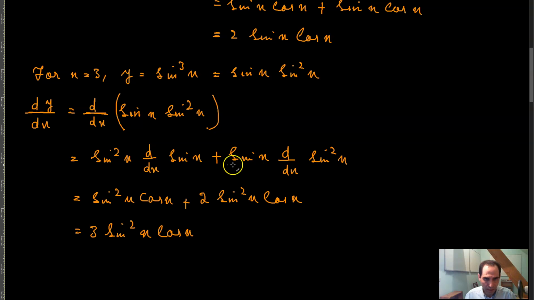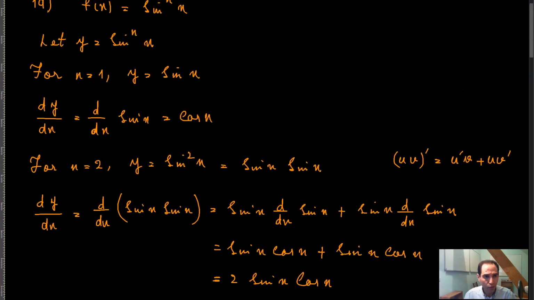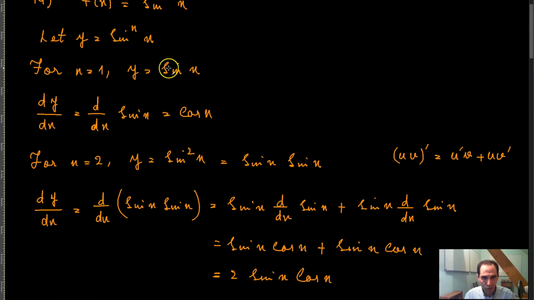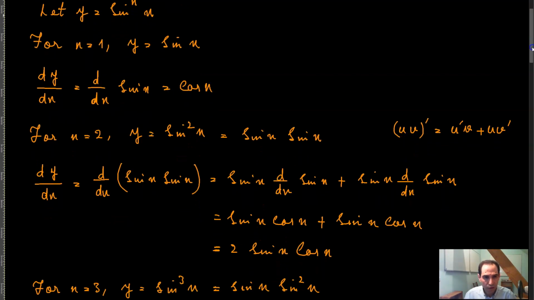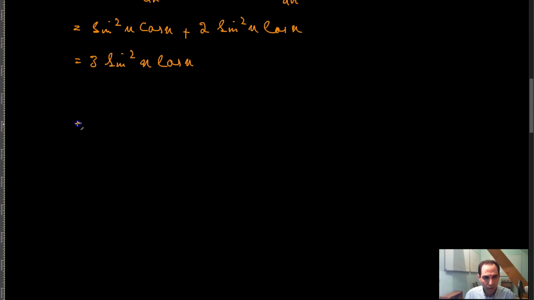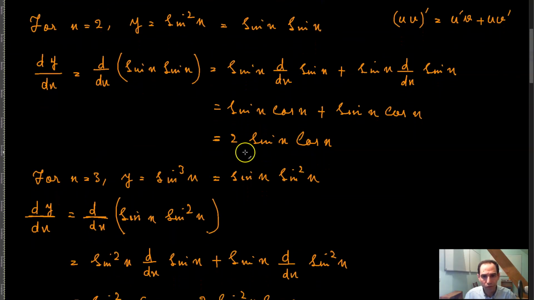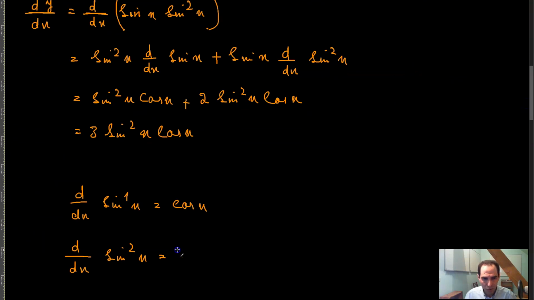So you can see that when n is equal to 1, d by dx of sine raised to the power 1 of x is equal to cos x. When n is equal to 2, d by dx of sine raised to the power 2 of x is equal to 2 times sine x cos x.